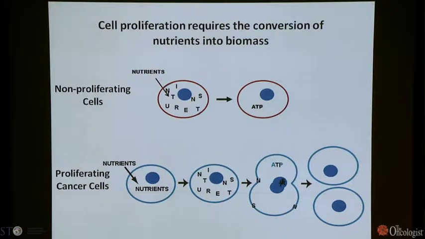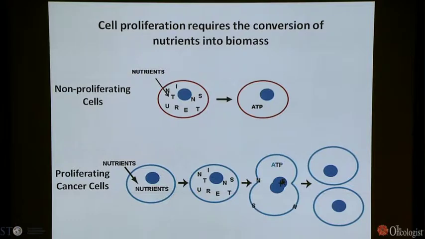They have to exist as a cell. They have to do all the things that are necessary to maintain homeostasis, except in addition to that, they have to take up additional nutrients, feed those nutrients into the exact same metabolic pathways that generate ATP, and still generate the ATP they need, but at the same time generate all the components that are necessary to go from one cell to two cells. So that's all the DNA, all the RNA, all the protein, all the lipid, all the stuff that's required to get what we would call biomass in order to undergo cell proliferation.